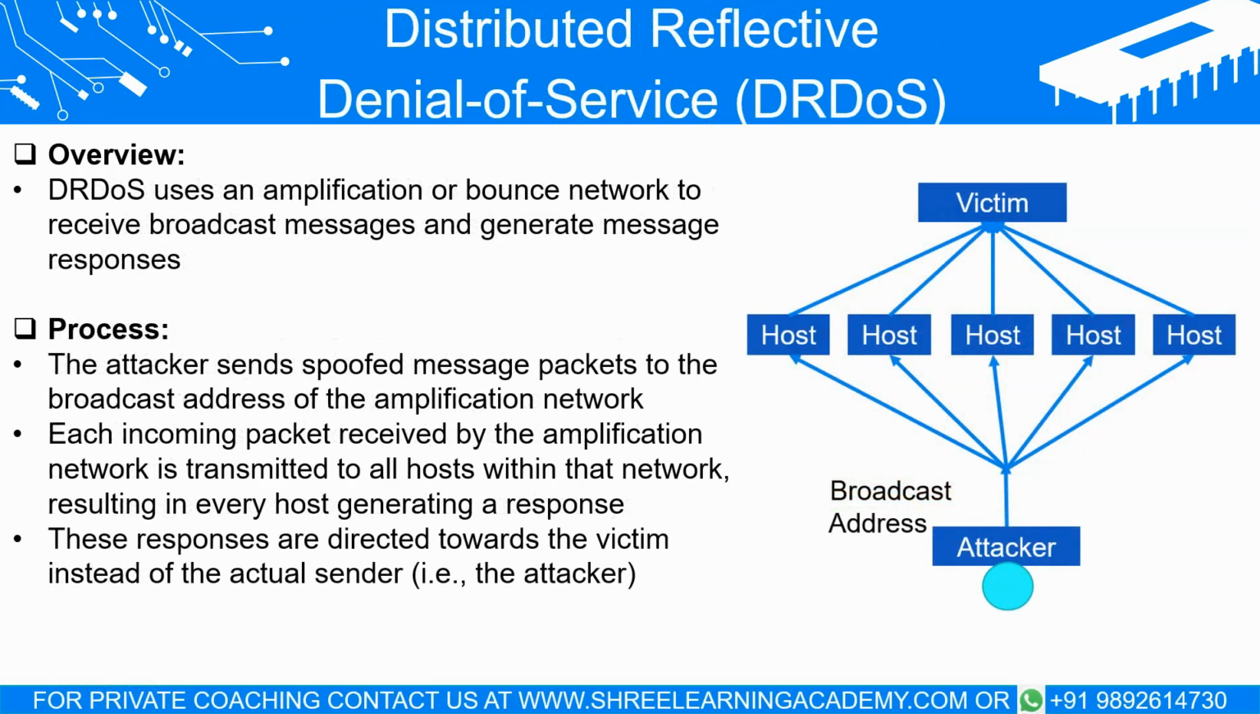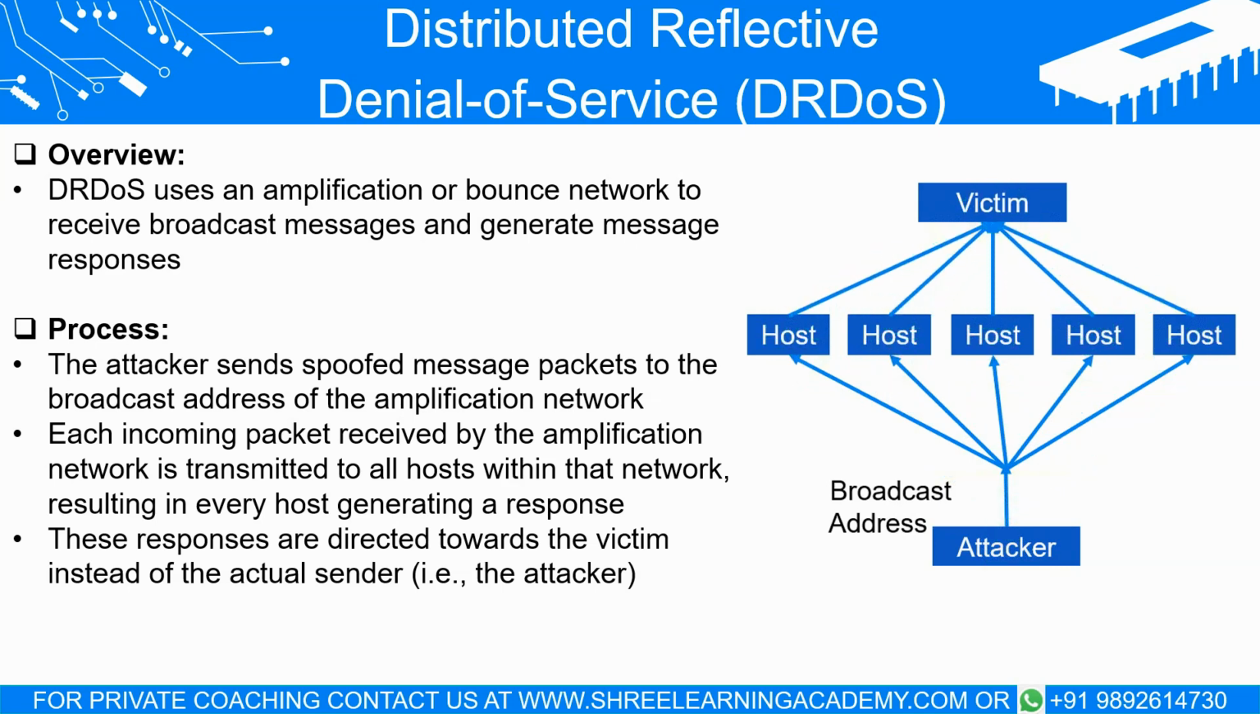Aside from denial of service (DoS) and distributed denial of service (DDoS), there exists another variant known as distributed reflective denial of service (DRDoS). This type of attack involves utilizing an amplification or bounce network that unwittingly receives broadcast messages and generates message responses, echoes, or bounces.